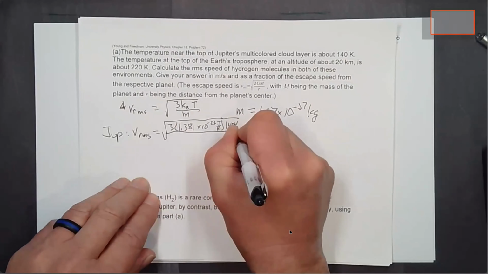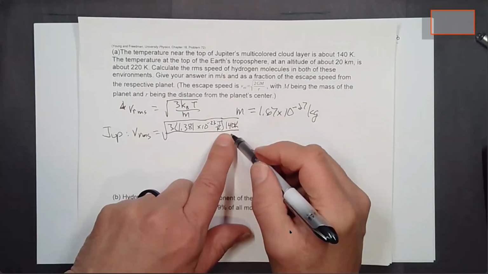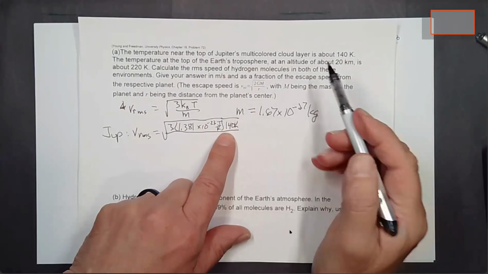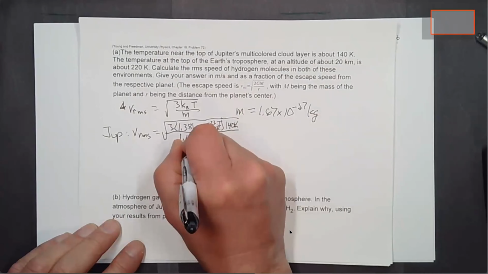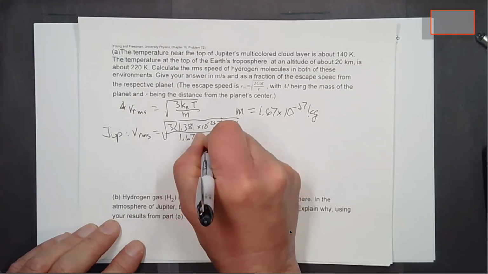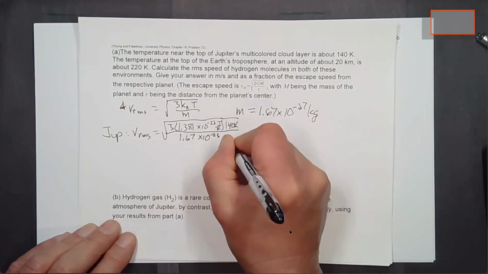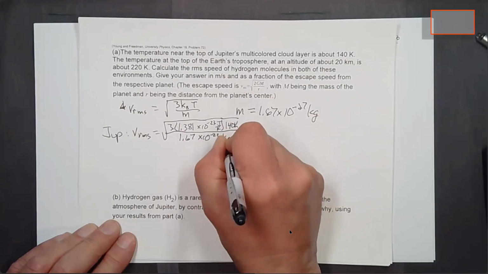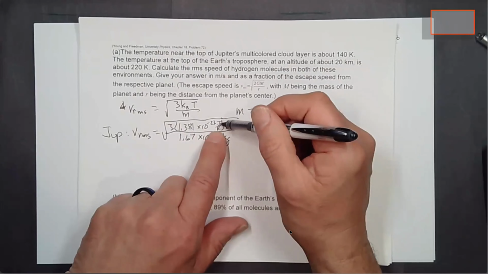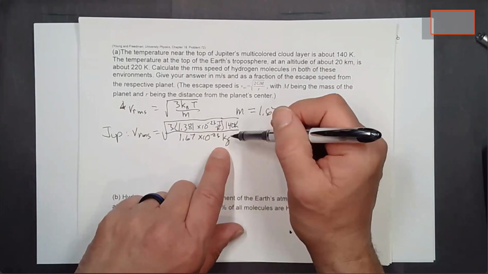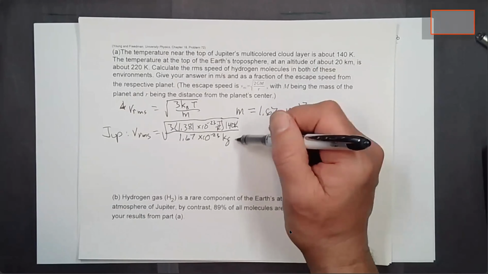And for the second calculation, all I'm going to do is replace that 140 Kelvin with 220 Kelvin. And the mass down here, 1.67 times 10 to the minus 27th kilograms. And we've done this before. The Kelvins divide out because it's joules per Kelvin. I'll have joules over kilograms, and that's meters squared per second squared.